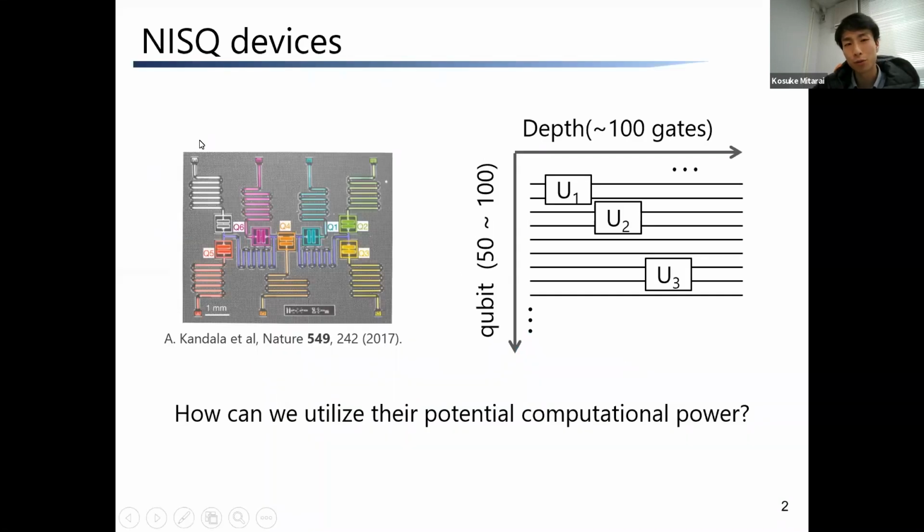As you may all know, NISQ devices are booming around. NISQ devices have something like 50 to 100 qubits, but the depth of the circuit is limited to some hundred gates or so. What I'm going to talk about is how we can utilize their potential computational power for practical applications like machine learning.